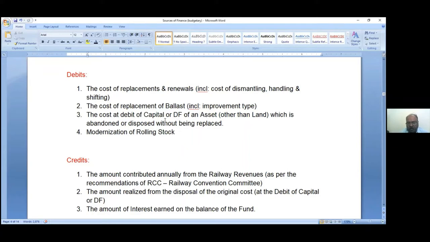And the cost of replacement of ballast, including improvement type, that is replacement of ballast, is debited to capital or the development fund of the asset being replaced. That means one asset is there, we have to replace it. So at the time of condemnation of that asset without replacement, DRF gets debited. That same rule applies if the asset was purchased from the development fund also. Okay, that is the debit. DRF, not capital. It is debited to DRF.